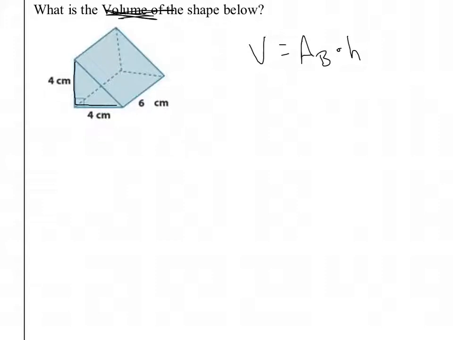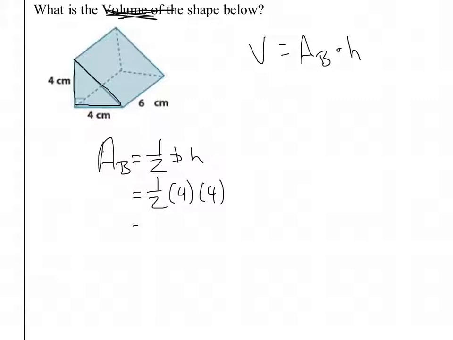So the base here is going to be this triangle, which is a 4 by 4 triangle. So area of our base is equal to 1/2 of the base times height of that triangle. The base and height of that triangle, 1/2 of 4 times 4, which is half of 16. So the area of the base is equal to 8 centimeters squared. And then we need to multiply by the height.